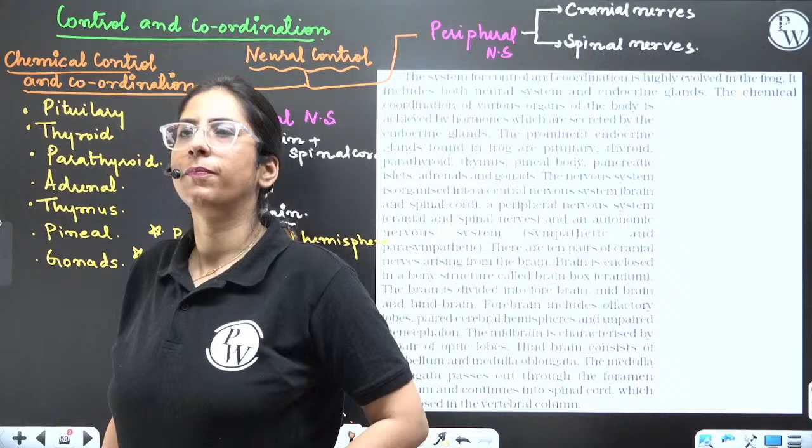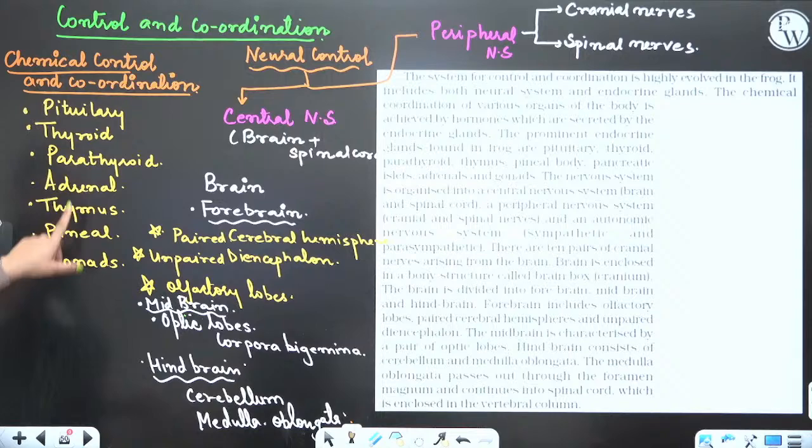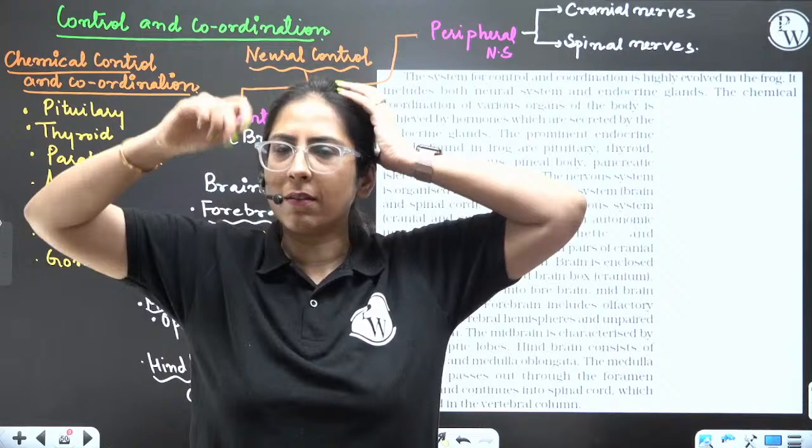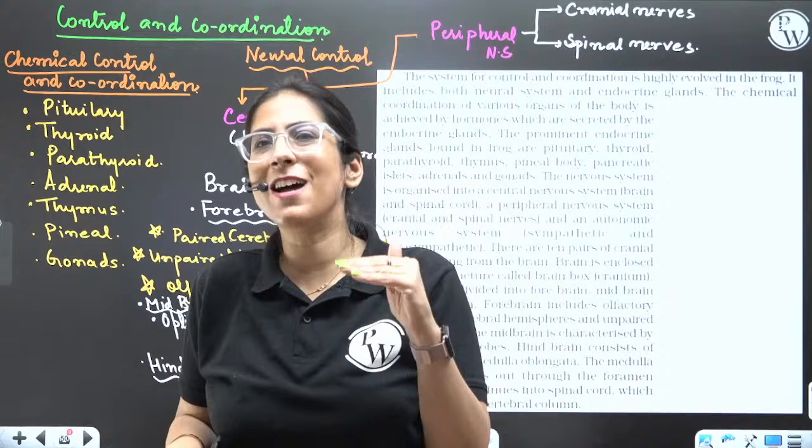Pancreatic islets of Langerhans is also there, which I didn't explain. So let's understand this. Brain, three parts: forebrain, midbrain, and hindbrain. In the forebrain part, cerebral hemispheres are these two hemispheres. Along with them there will be an unpaired diencephalon. We have a paired diencephalon, they have an unpaired diencephalon. They have an olfactory lobe.